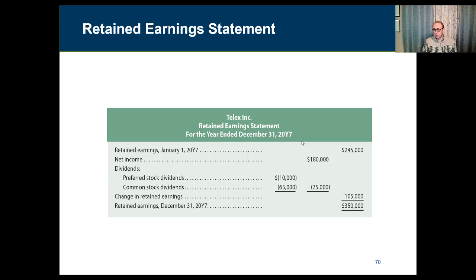We see here the beginning balance of retained earnings. We have the net income added, then we subtract the dividends, and these are the two types of dividends that we have, preferred stock and common stock. We combine them together, and then we subtract it from the net income to get the amount of change in retained earnings. And here in this case, the change is a positive change, so we add it to the beginning balance to get the ending balance. Very straightforward. Basically, you can simplify it into 4 lines. Beginning retained earnings plus net income minus dividends to get the ending balance of retained earnings.